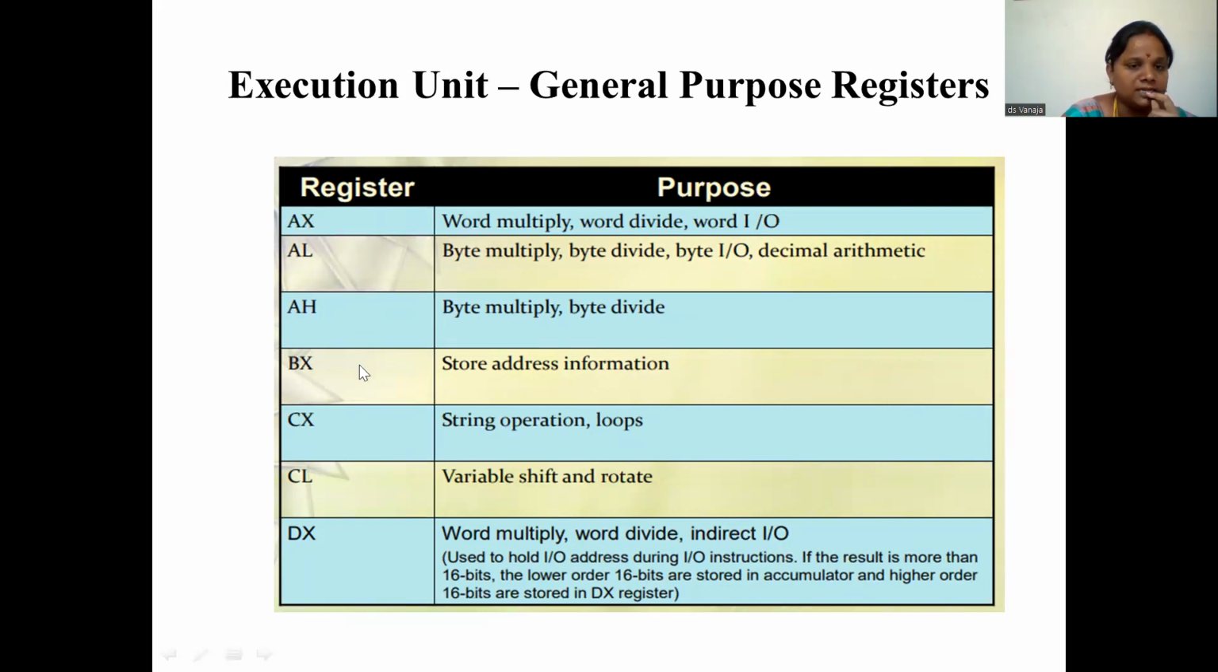And coming to BX, that means the base register, which stores address information. And CX is used for string operations and loops. And CL for variable shift and rotate operations. Finally, the data register is used for word multiplication, division, and indirect IO operations. These are all the uses of your general purpose registers.